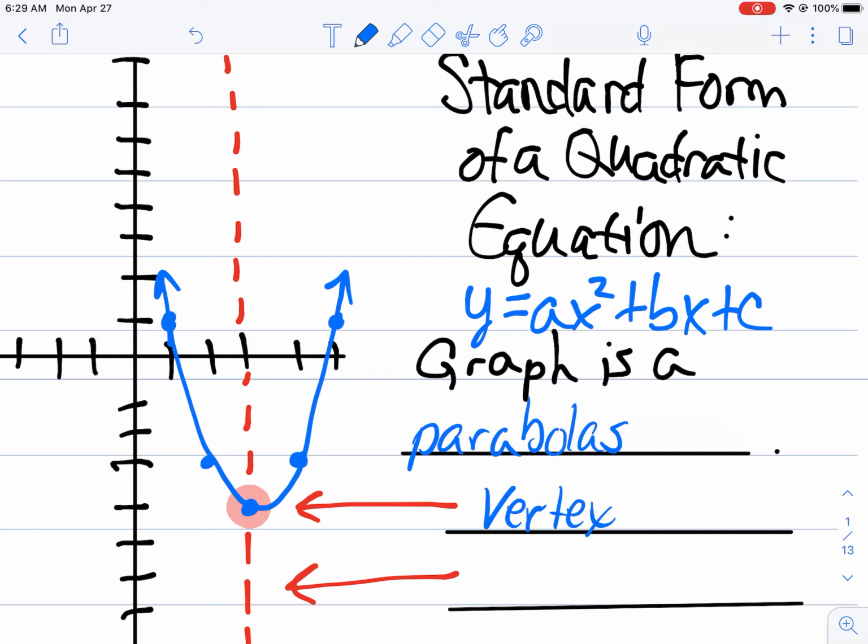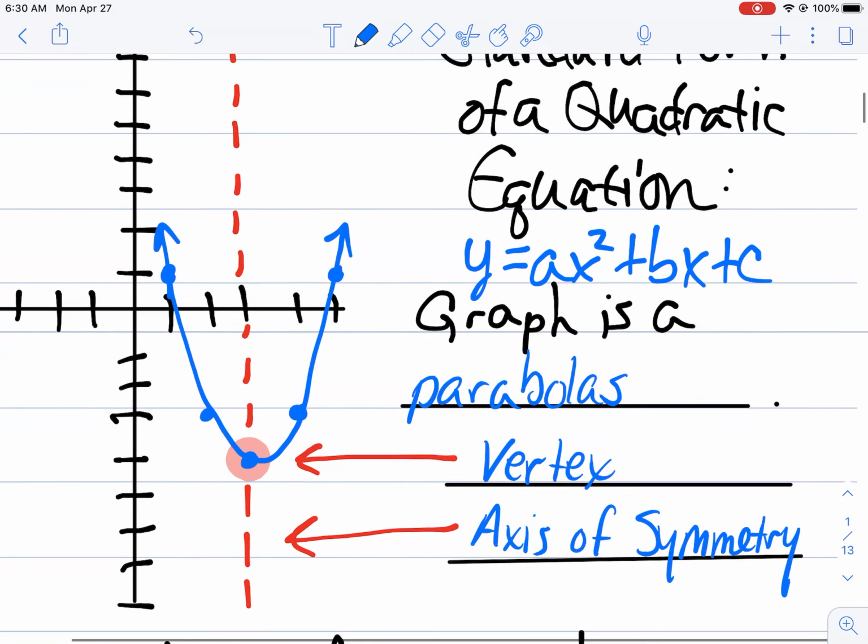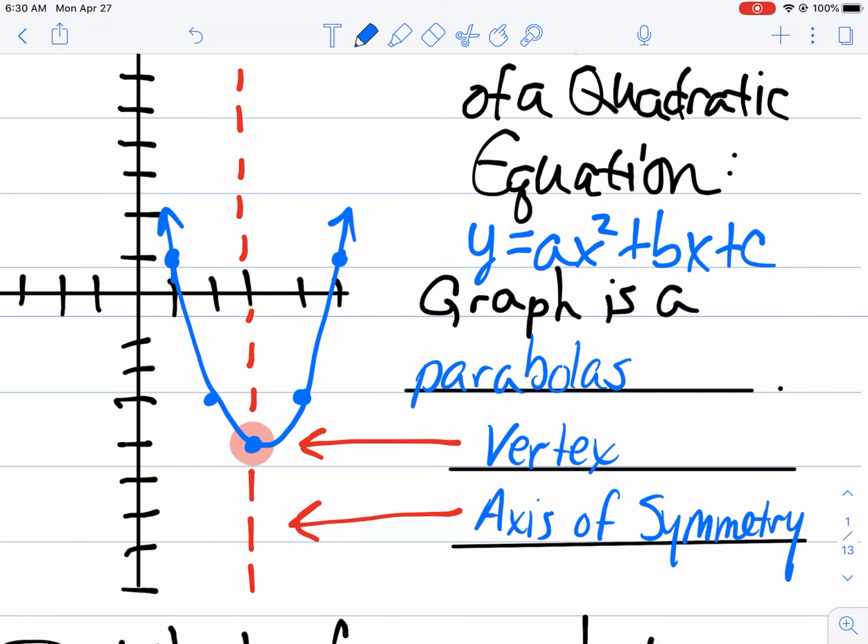Then on the next line, if you notice, I have this red dashed line vertically going through the vertex, and that line is basically a line of reflection. I can take the left half of the parabola and fold it over, and it'd be a replica on the right side. So we're going to call this dotted line an axis of symmetry. We're going to dot that in. That's going to help us generate additional points on our graph.